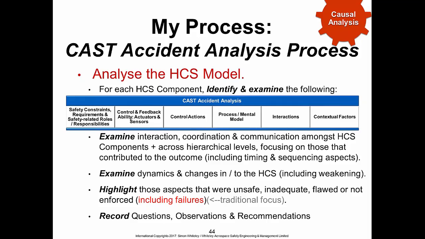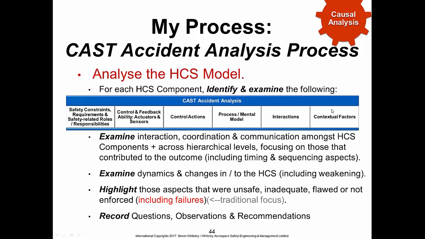Bearing in mind that when the incident occurred, the controller that issued the control action may not have been aware that the control action they issued was unsafe. So there's an element of outside looking in at the control structure and its behaviour, and also being present and looking out. Then you identify and examine process or mental model aspects, interactions amongst the controllers, and then any contextual factors, and that could be a number of different things.